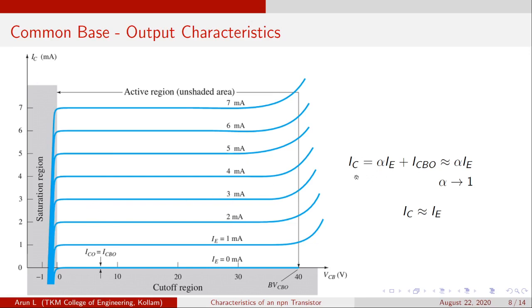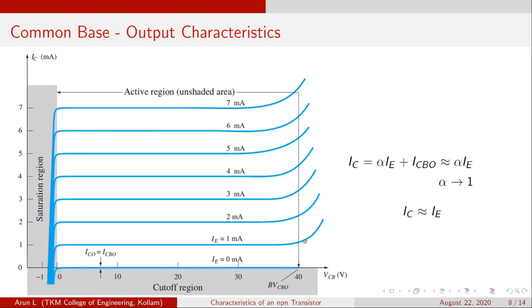We can use this equation: IC is equal to alpha IE plus ICBO. We discussed this in the previous class. ICBO is reverse leakage current. It is a very small value, so you can neglect this. So IC is approximately equal to alpha IE, and alpha is a number close to unity. If I take alpha equal to 1, then IC is approximately equal to IE. So for IE equal to 3 milliampere, the IC value will be approximately equal to 3. So I will get a constant horizontal line here. For IE equal to 6 milliampere, I will get IC value at 6 milliampere.